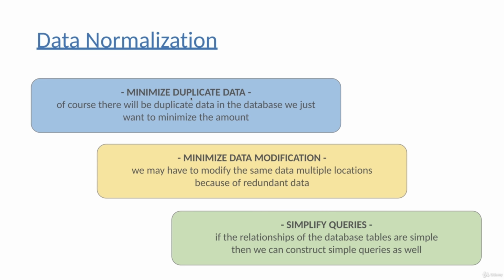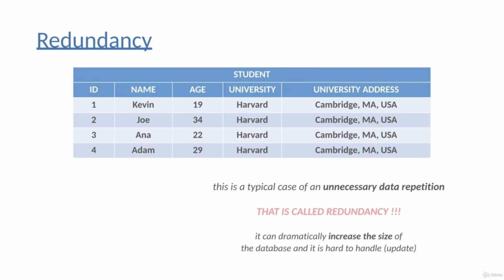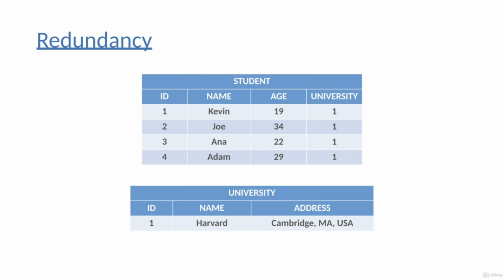Sometimes we are not able to avoid duplicate data. For example, in this case, we are not able to avoid using the same university because multiple students may attend the same university. This is a typical case of unnecessary data repetition. This is called redundancy, and it can dramatically increase the size of the database and it is hard to handle when dealing with update operations. What can be the solution?